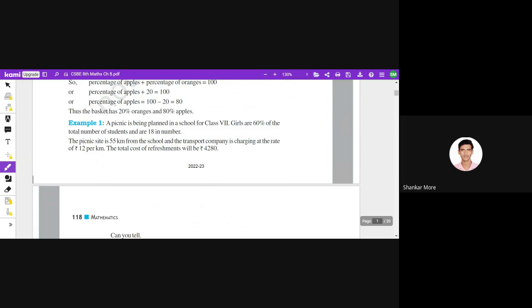Now as I said, we can use several methods to find out percentages and ratios. One that I use is, let us suppose 60% are the girls, so let's find out 10%. 60% girls is 18. So how much will 10% be? We have to divide 18 by 6. So what will you get? You will get 3, right? 18 divided by 6.